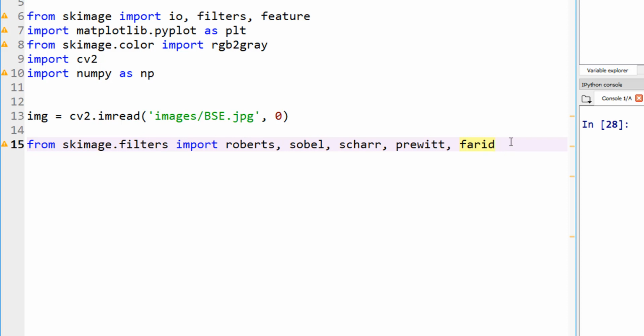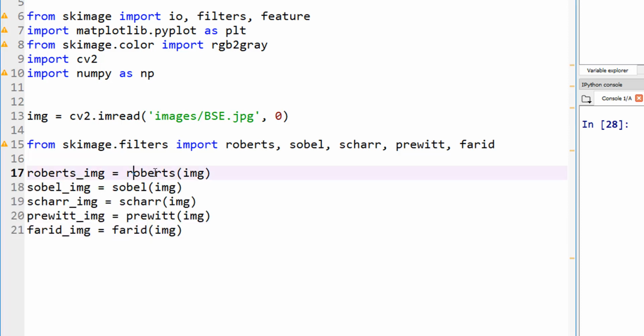These are the filters that we are going to apply. I am not doing Canny because I'll save that for after this, since Canny is slightly different compared to all of these. These are all pretty straightforward. Because we've already imported them, all I'm doing is applying Roberts, Sobel, and Scharr on my image. That's pretty much it.